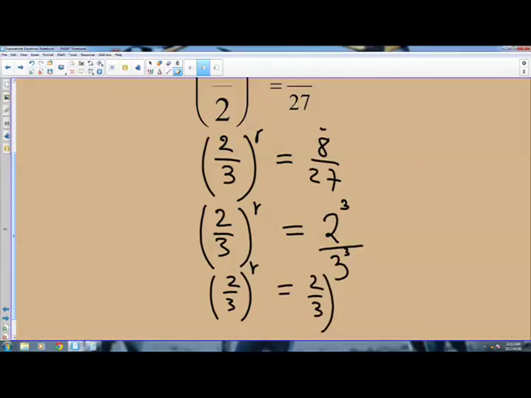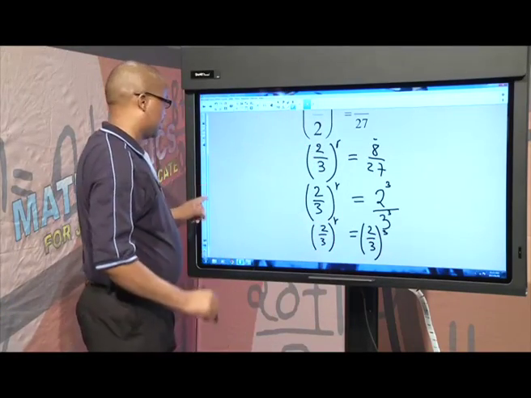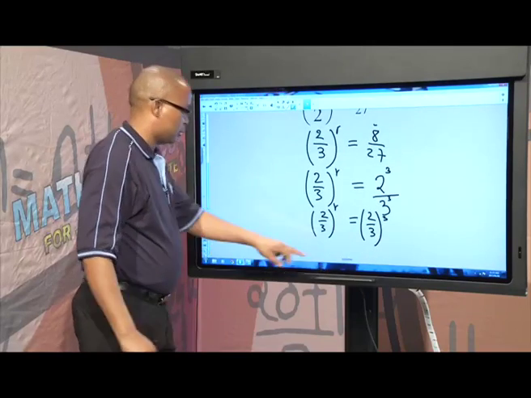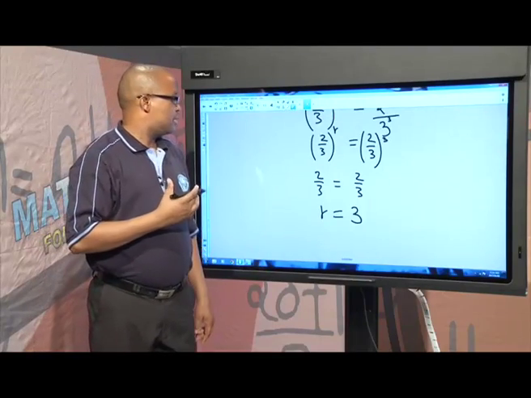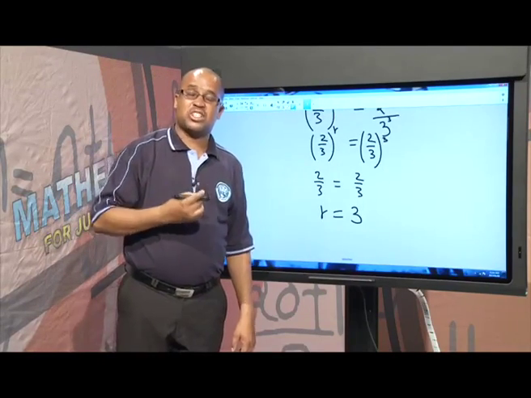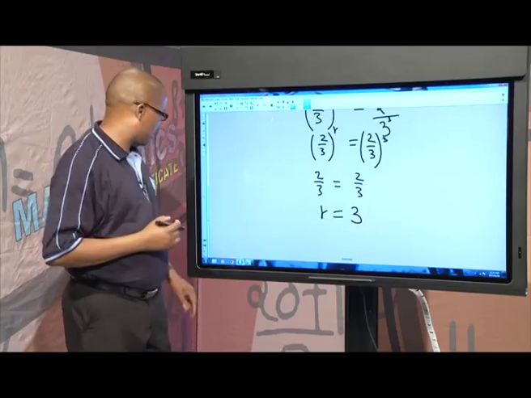Then we can introduce the brackets, because this is 2 to the power 3 and 3 to the power 3. So the numerical values 2 and 3 are raised to the same power. Therefore, we can introduce the bracket and say whatever is inside the bracket is raised to the power 3. This simplifies to 2 over 3 equals 2 over 3. Therefore, the power r will be equal to 3. This is how we solve exponential equations in which the power is a negative. You simply need to make sure that you cater for the negative power.